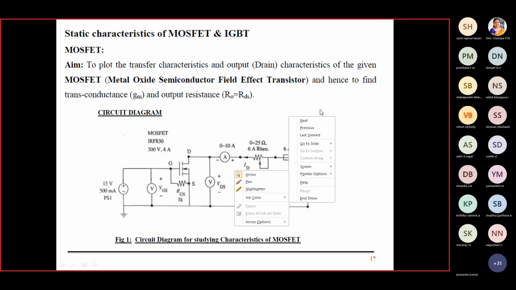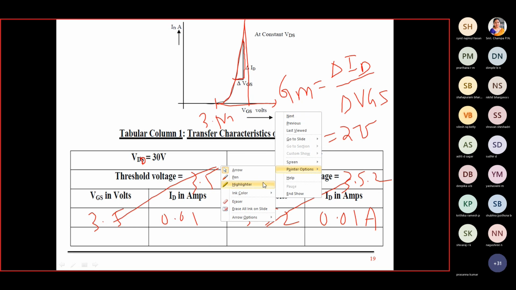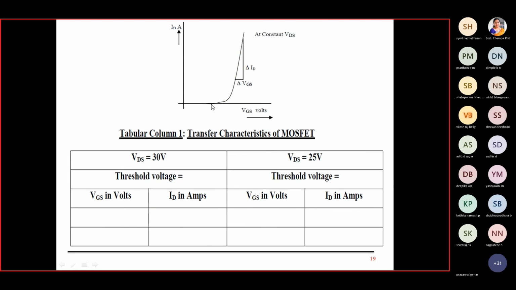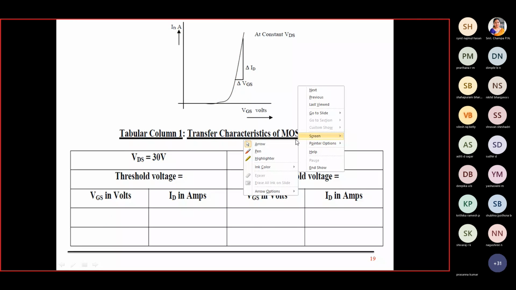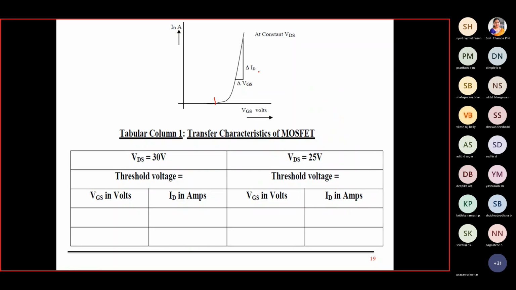From the plot, you are going to identify two things. One is the threshold voltage, which you know already from the tabular column, from where the current starts flowing. Another is you take a slope here. Slope is Y by X, that is delta ID by delta VGS. That is your gm, transconductance, delta ID by delta VGS. So in mhos, you may be getting 1 mho or 2 mho or 2.5 mhos over here.